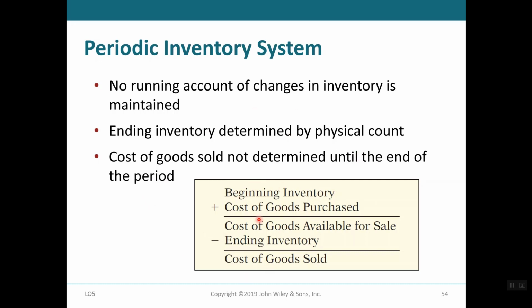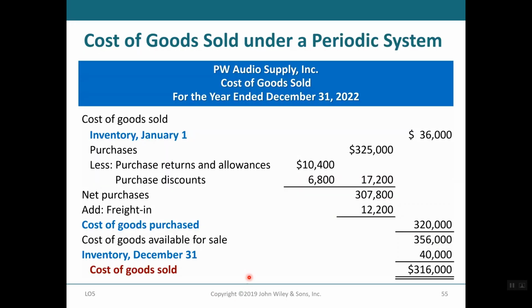All right, how do we calculate our ending cost of goods sold? We have the beginning inventory plus cost of goods purchased. Okay, that is cost of goods available for sale, minus the ending inventory. So once we add up our beginning inventory plus the cost of goods purchased, it gives us cost of goods available. When we deduct our ending inventory, that gives us cost of goods sold. Okay, so that is cost of goods sold under a periodic system.